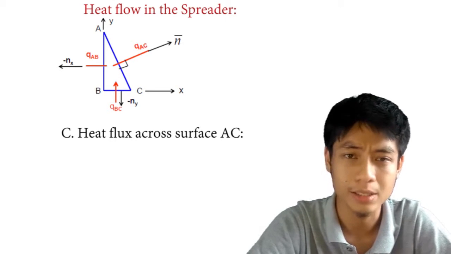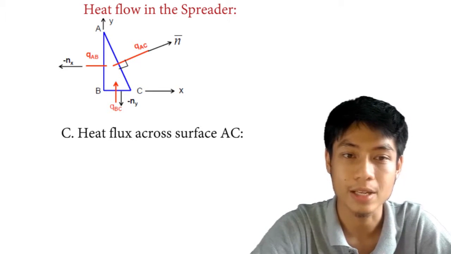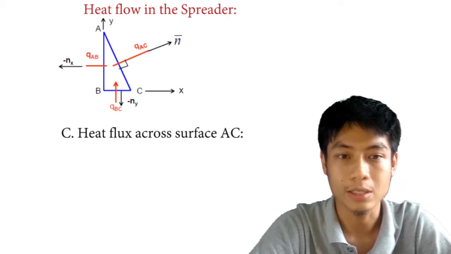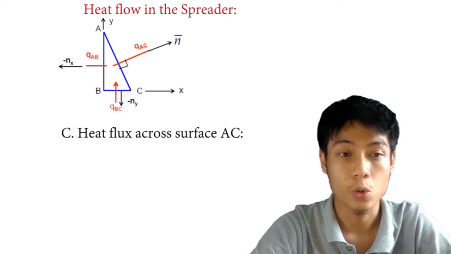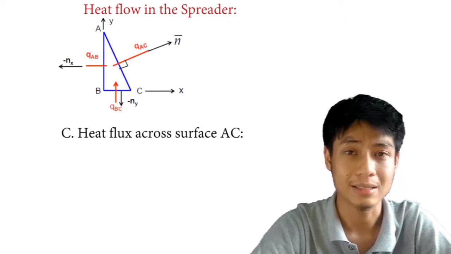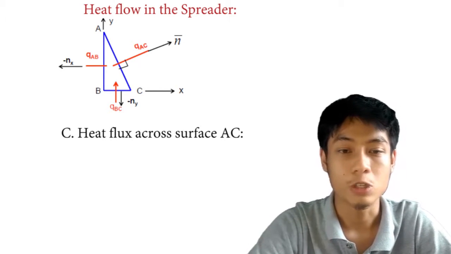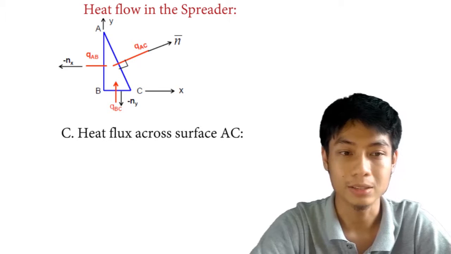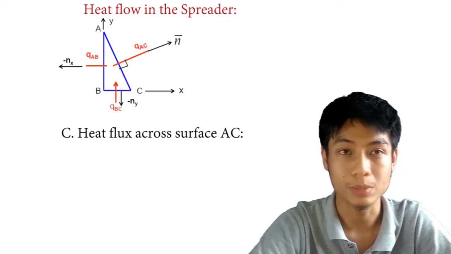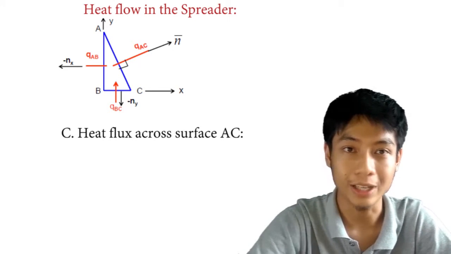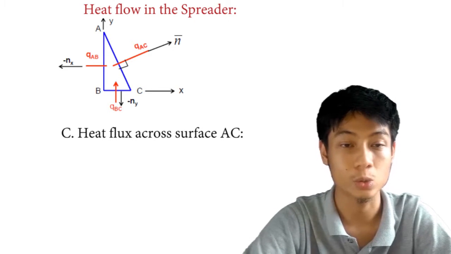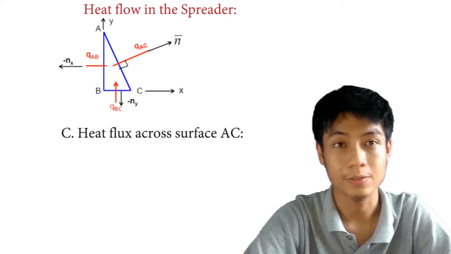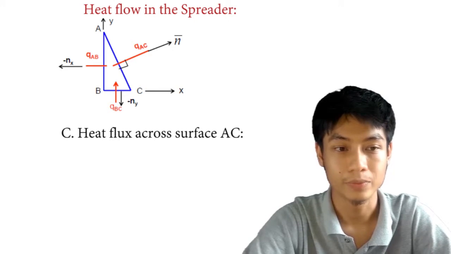Okay, the final part is heat flux across surface AC. It's a bit tricky here because AC is an inclined surface. So we have the situation as illustrated on the screen. Using the same technique as before, we find the temperature at both terminals A and C to be 100 degrees, which is greater than 20 degrees, the ambient temperature, so heat leaves the surface AC to the ambient.